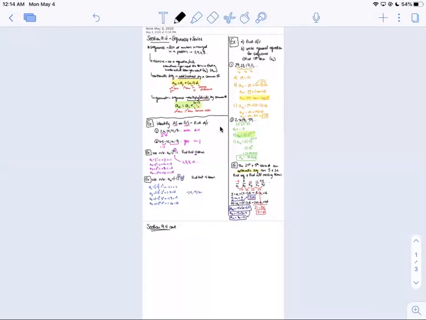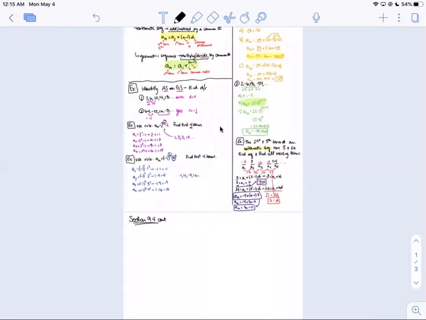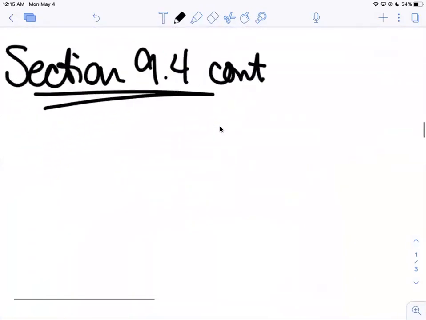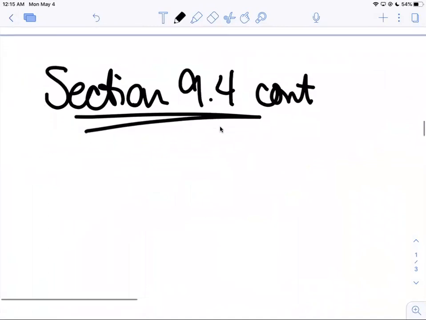Hey guys, we're back. We're finishing up 9.4, which is on series and sequences. We did all about sequences to begin with, and now we're going to talk about series. So if you do not know anything about sequences, go back and watch the first part of this lesson.